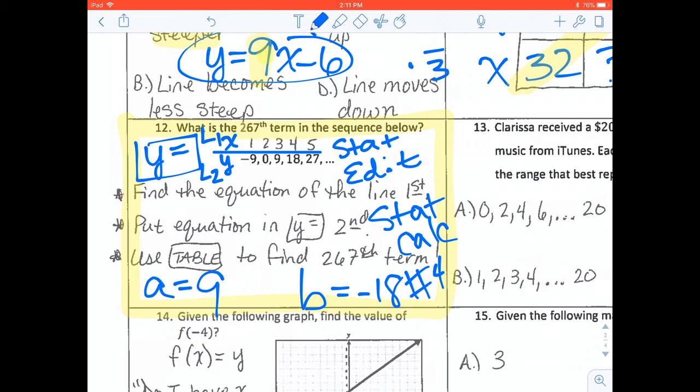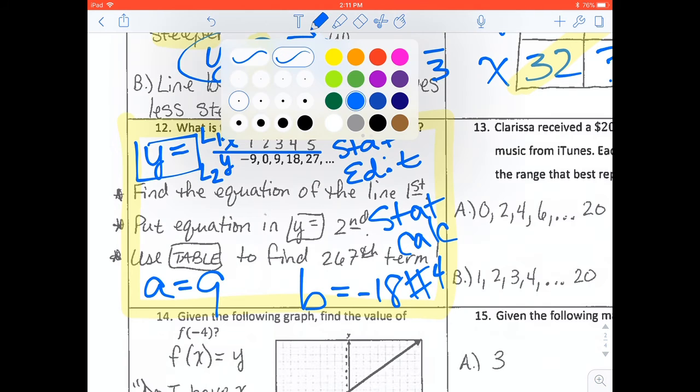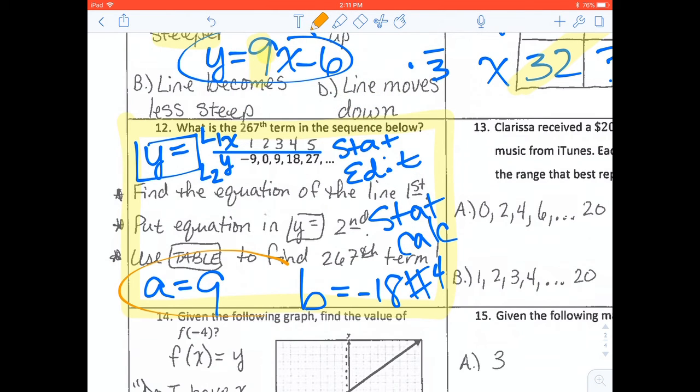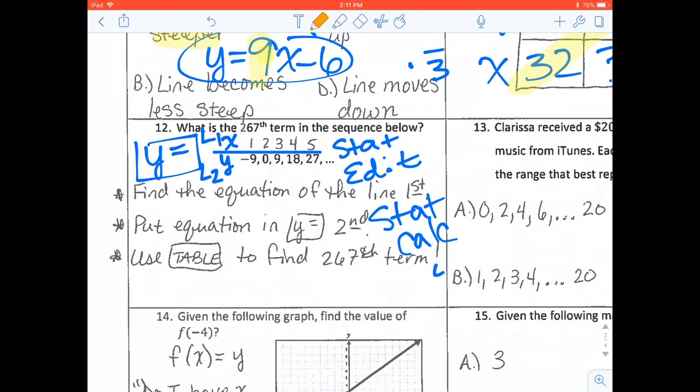I can take these two numbers now and write an equation in y equals. If I do that, and I'll do this off to the side, let me clean some of this up here. If I write my equation, I should have y equals 9x minus 18. I put that in y equals, and when you do that, you will see this table.